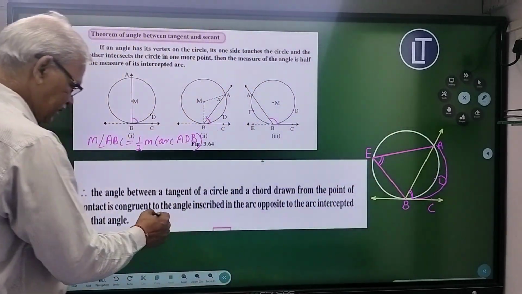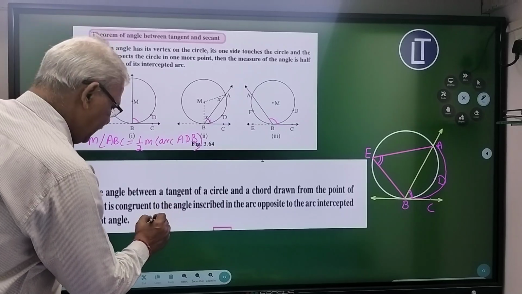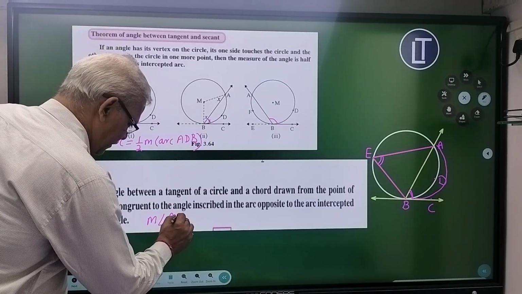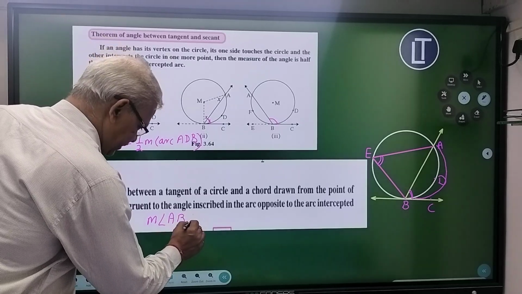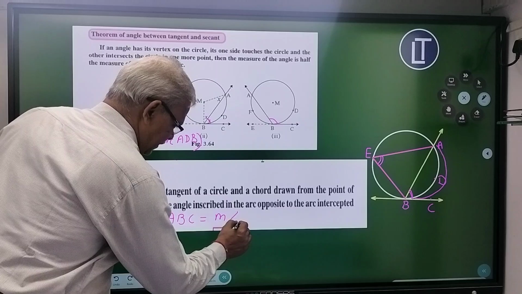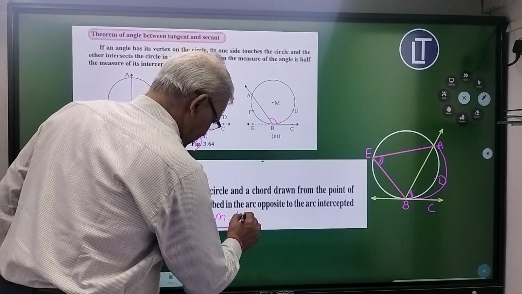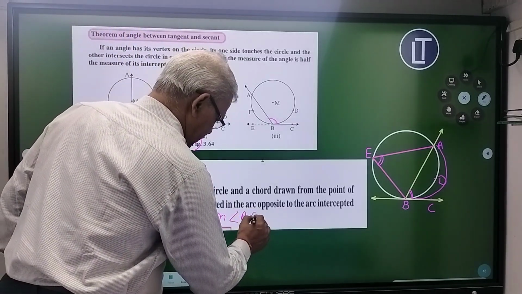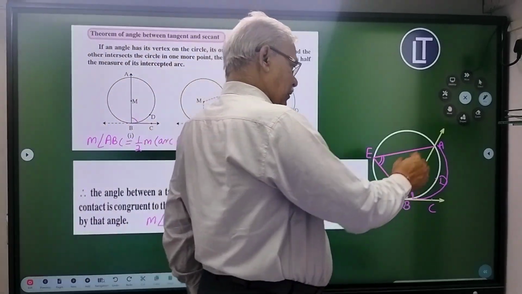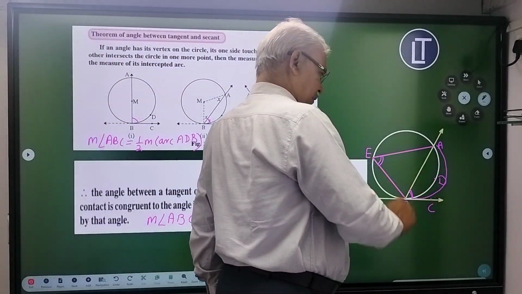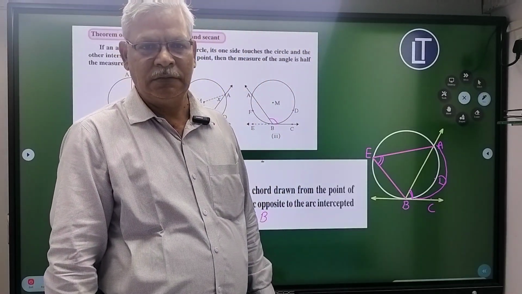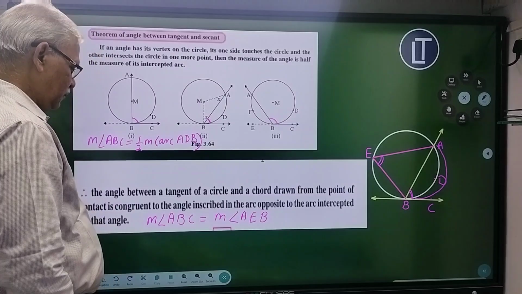Here it is given indirectly: measure angle ABC is equal to measure angle AEB, because both the angles are half of the measure of arc ADB. Okay? Clear?